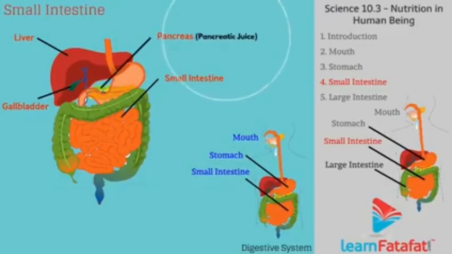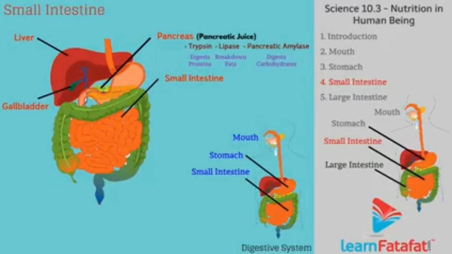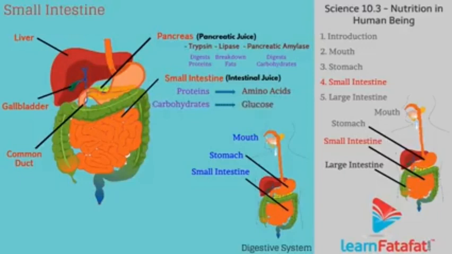The pancreas secretes pancreatic juice consisting of the enzymes trypsin, lipase, and pancreatic amylase. Trypsin digests proteins. Lipase breaks down fats and pancreatic amylase digests carbohydrates. Bile and pancreatic juice enter the small intestine through a common duct. The wall of the intestine also secretes intestinal juice, which converts proteins into amino acids, complex carbohydrates to glucose, and fats into fatty acids.